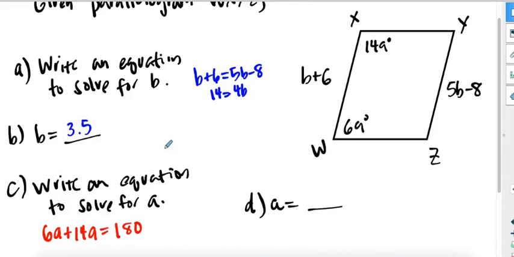So one thing you could have done, Monse, is you could have said that this is 6A and this is 14A. And if you did 14A plus 14A plus 6A plus 6A, then you could equal 360. But knowing just that these two are supplementary, we can set them equal to 180. And then I end up with A being 9. All right, so that's for parallelograms.